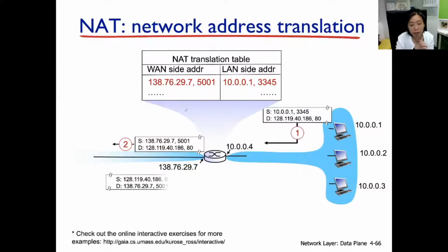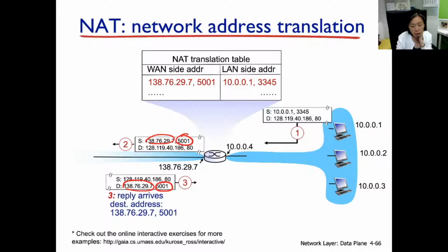When this packet reaches the web server, it sends back a response. Destination address will be the source of the request. So the destination port is the source port number of the request. Now this packet will come back to the NAT box in the middle, and one more translation is going to be done.